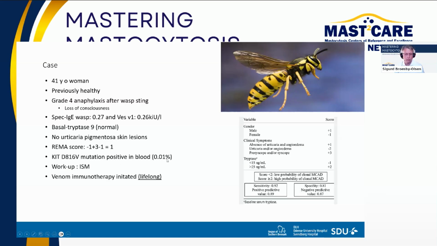But then if we have the KIT mutation, you can see that it's positive. The workup shows systemic mastocytosis. And for practical and also really importantly prognostic reasons, this is a patient that should have lifelong immunotherapy. If we stop immunotherapy in a patient with systemic mastocytosis, they will have a new anaphylactic episode that can be life-threatening. So this is, I think, really an important point for me. You really need to look at the whole patient and also use the different tools complementary.